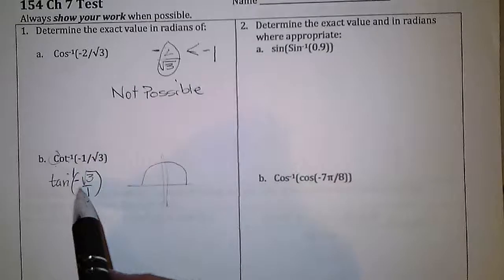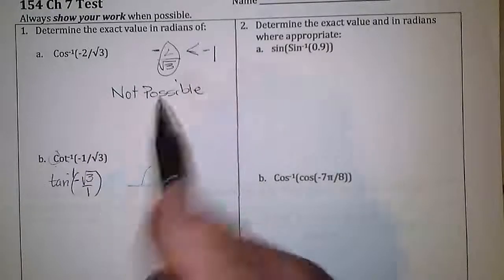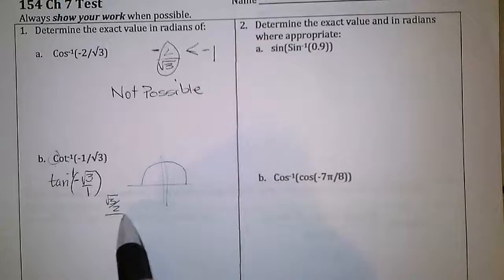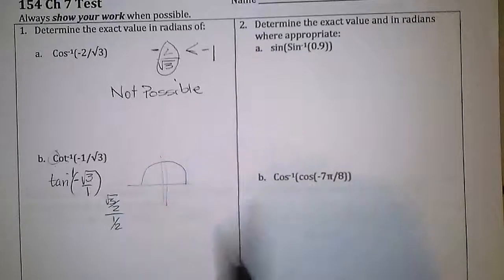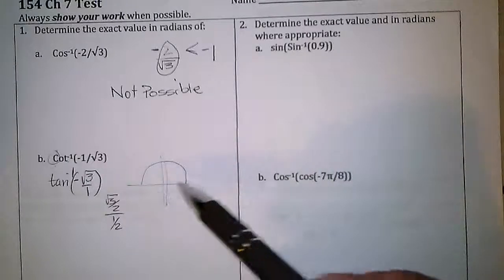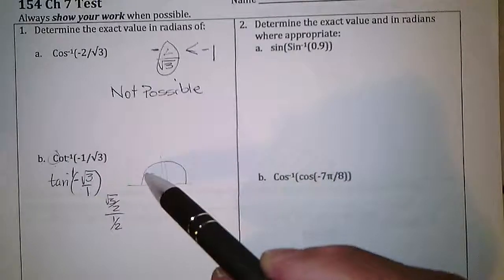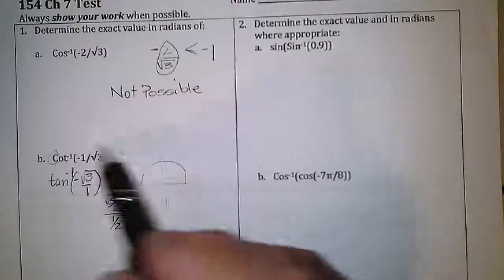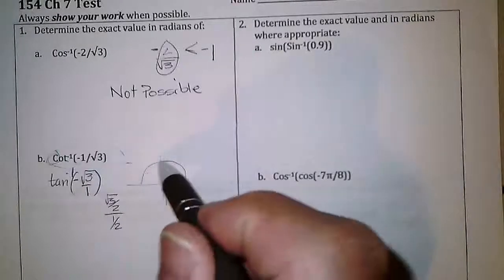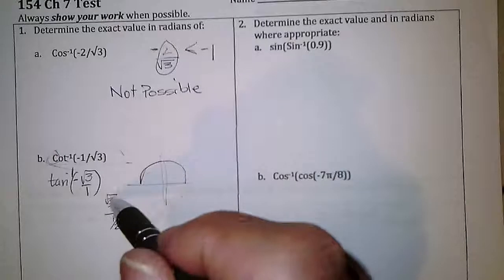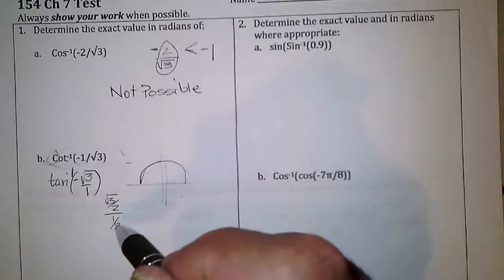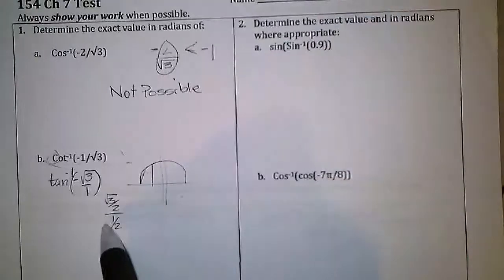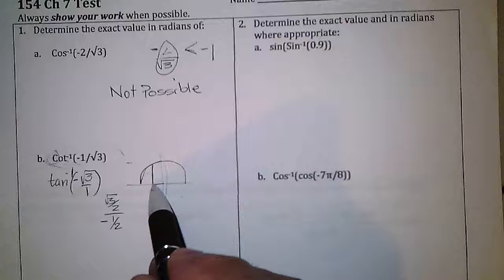And the angle that has that, the sine would have to be long and the cosine short. That's square root of 3 over 2 over 1 over 2. And so we're going to have to do this one where the tangent's negative in this quadrant because that's where cotangent is negative. So if I want the sine to be long and the cosine to be short, it would have to be there with the cosine being negative half.